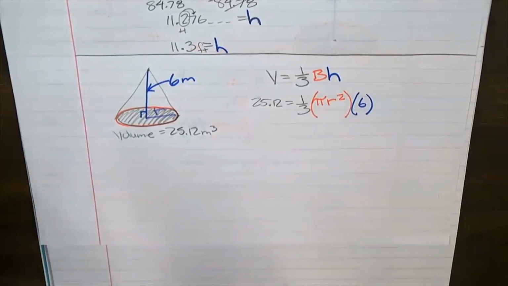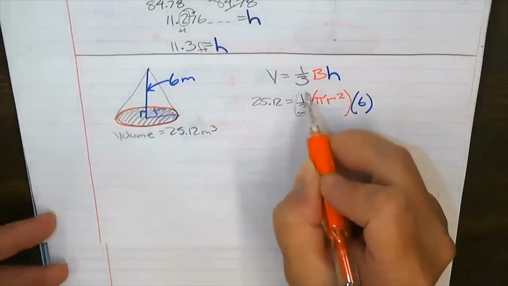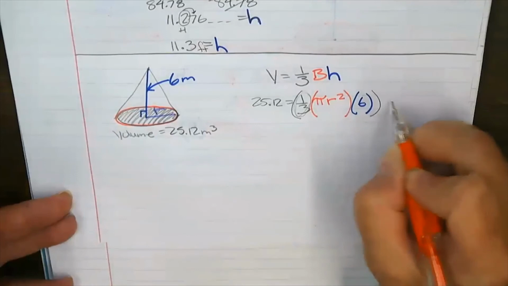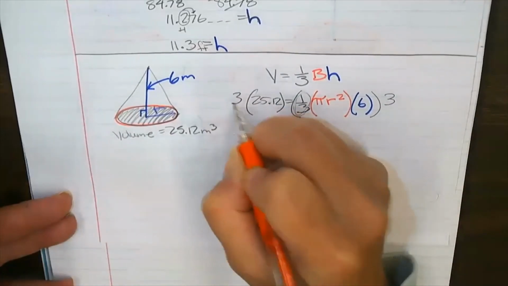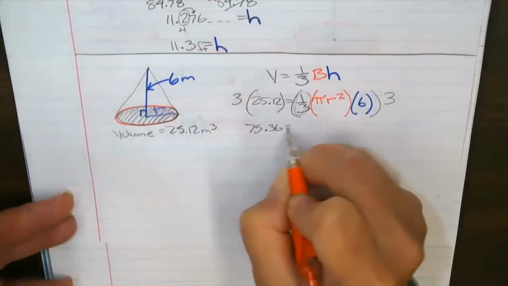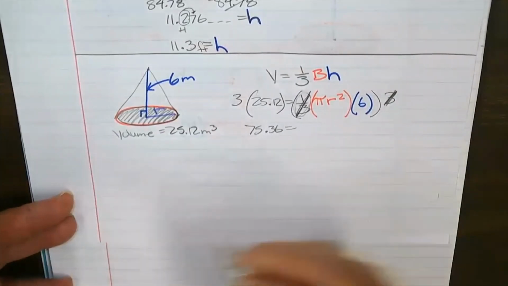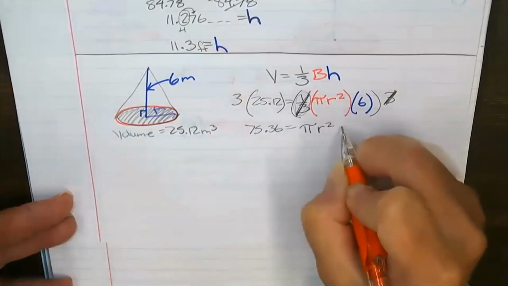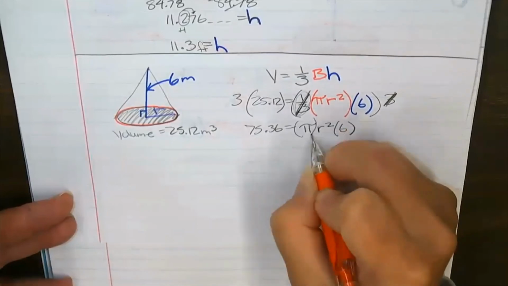But the first thing I want to do, I want to get rid of this fraction. This fraction just makes everything hard. So if I multiply this whole side by 3, what I do to one side, I must do to the other. I get 75.36. This fraction and this 3 cancel. Then I've got pi r squared times 6. So all of these guys multiply.